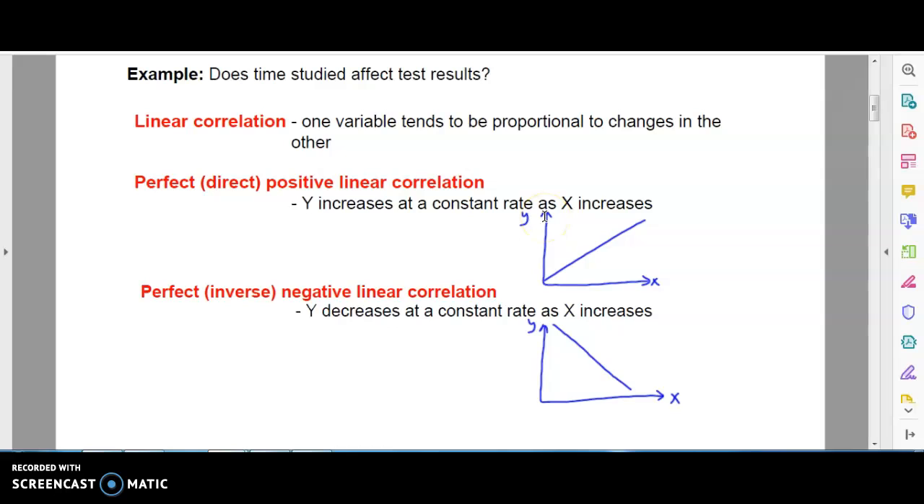and what that's saying is, as x is increasing, so is y. And then on the flip side, if we have a perfect inverse, negative linear correlation, our line goes down and to the right. And what that's telling us is as x increases, y decreases. So positive is going up and to the right, and negative is going down and to the right.